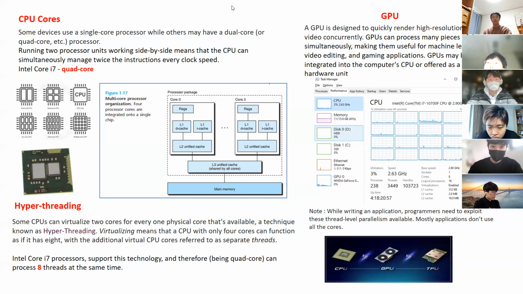Write in the chat. You have 8. Somebody said 12. So we have 12, 8, 6, 8, like that. Okay, so now even if your core is maybe a dual core CPU, you can have hyper threading. This is because of hyper threading.